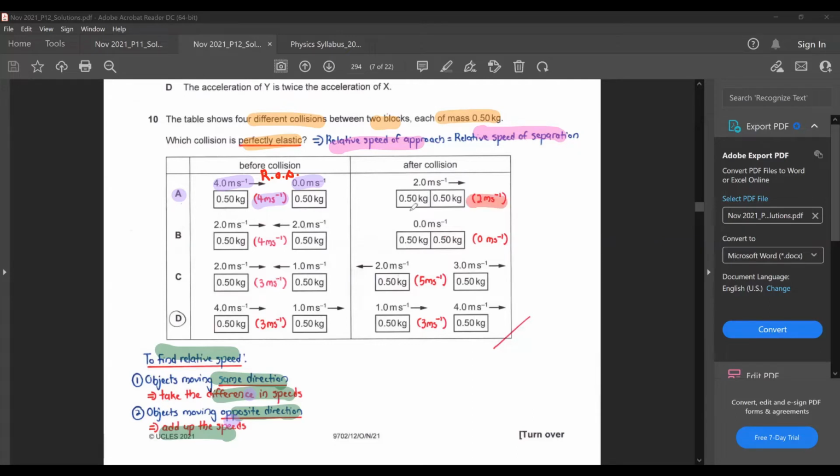This one, they're moving as a single object at 2 meters per second. This one is my relative speed of separation. You can see that they are not the same, right? One is 4, one is 2, this one is out.